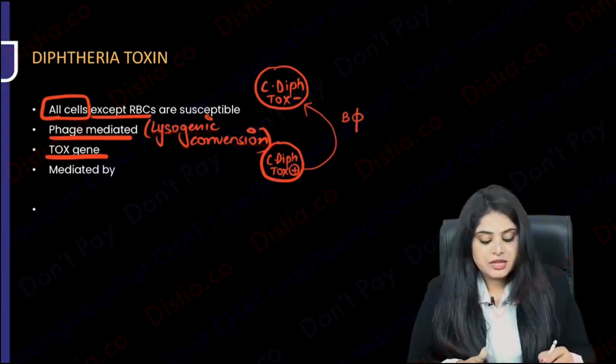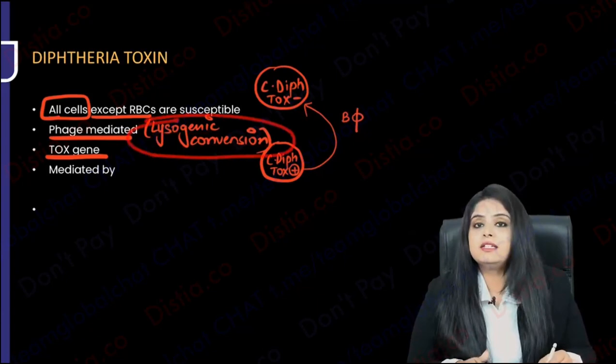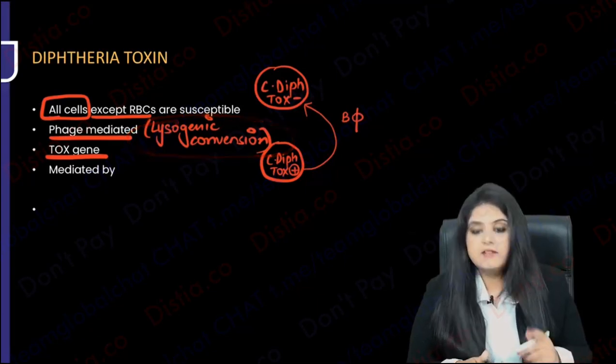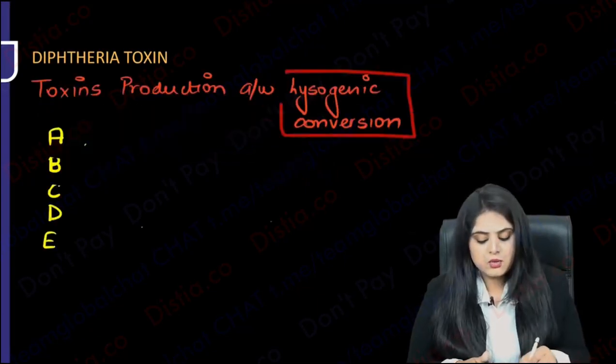Can you revise that? Can you tell me which are all the toxins in bacteriology which are going to get transmitted by lysogenic conversion? I have given you a mnemonic over there. Kuch yaad aa raha hoga. A, B, C, D, E.